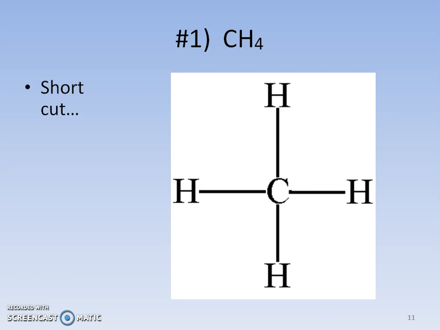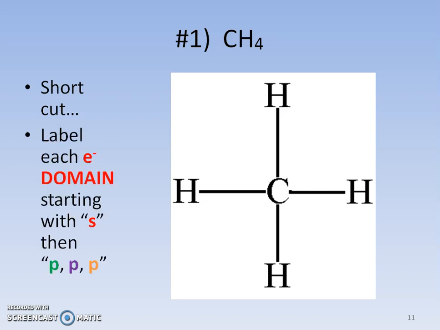So the shortcut to label the hybridization is labeling each electron domain. Now I want to remind you that an electron domain can be a pair of electrons, could be a single bond, could be a double bond, could be a triple bond, right? Anywhere there's electrons in an area. So in this case we have 1, 2, 3, 4 electron domains, and I'm going to start labeling them S, P, P, P.